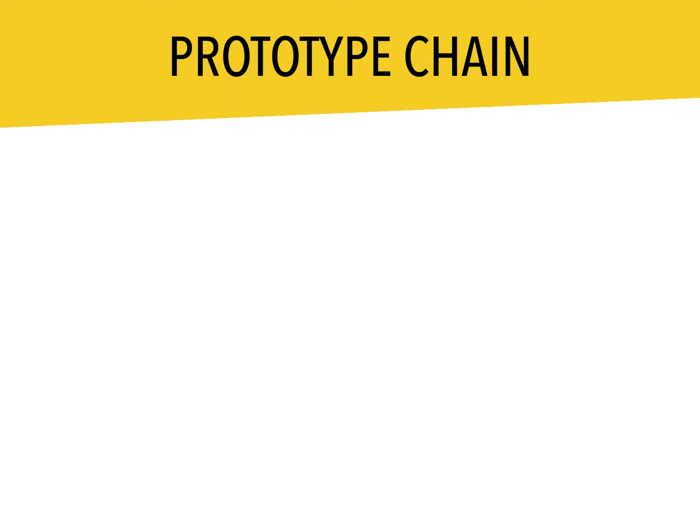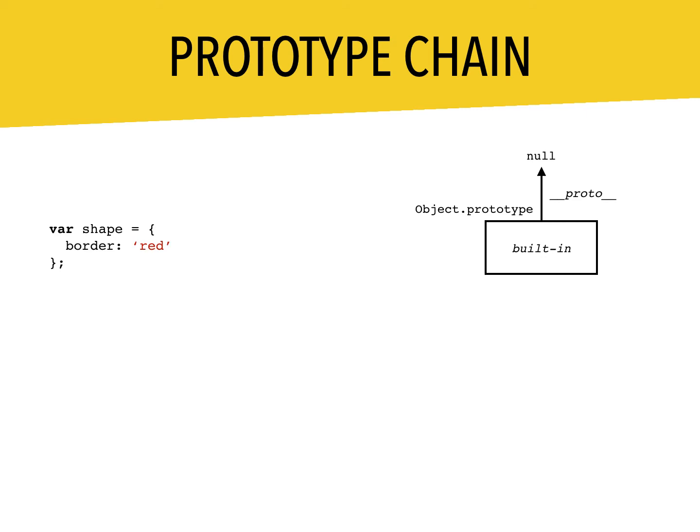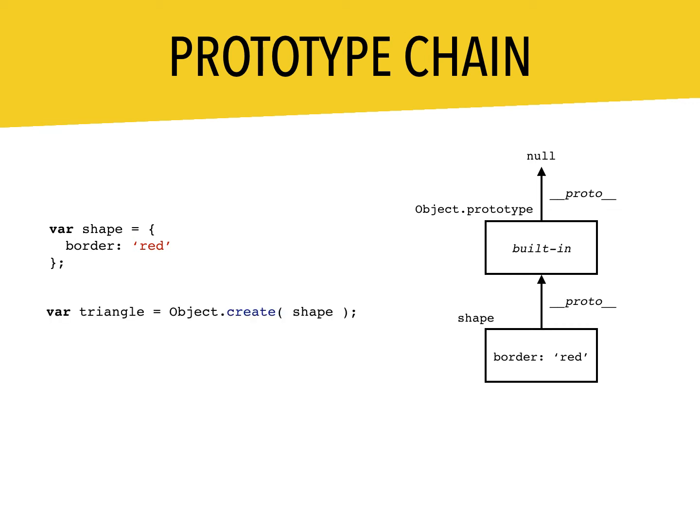So now that we understand how objects work in JavaScript, we can actually understand the prototype chain. The last element of the prototype chain in JavaScript is almost all the time Object.prototype. Here we are creating a shape object with a literal form and a property border, and JavaScript links this object to Object.prototype. After, we are creating a triangle, and we want this triangle linked to shape.